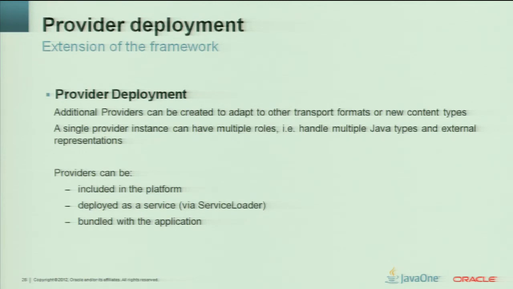Providers can be included in the platform. So when JAX-RS is deployed, you have a couple of standard providers that are guaranteed to be in all platforms. These are very simple things like string or byte array providers. We can deploy them as a service if the platform supports the service loader, so it's able to handle shared libraries, and they can be bundled with the application, as we have seen in the architecture picture before. And that's the common and flexible extension mechanism.